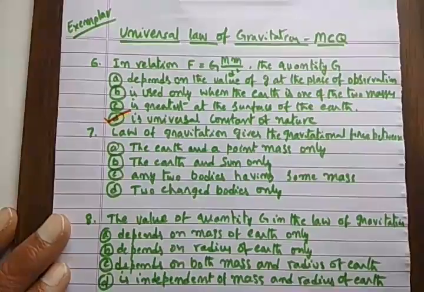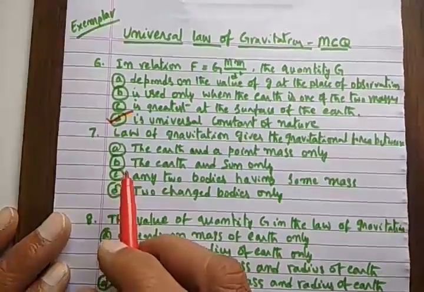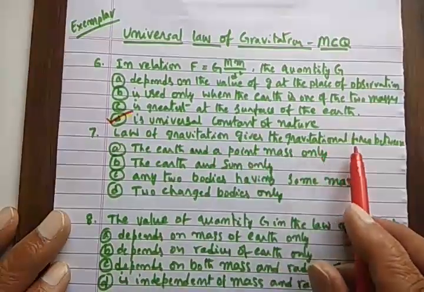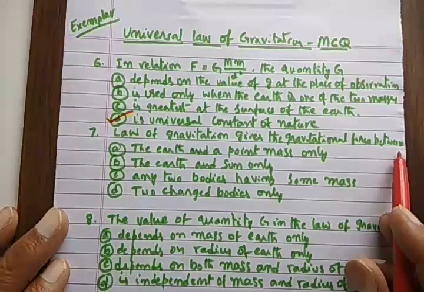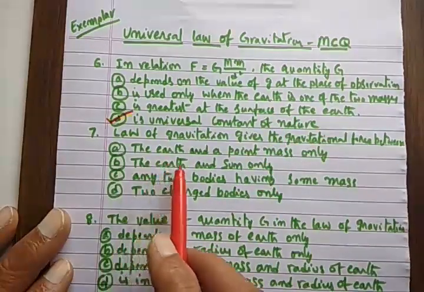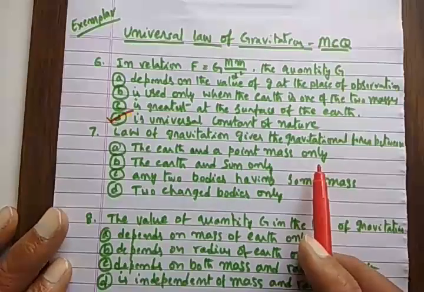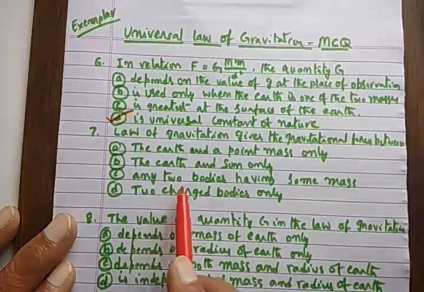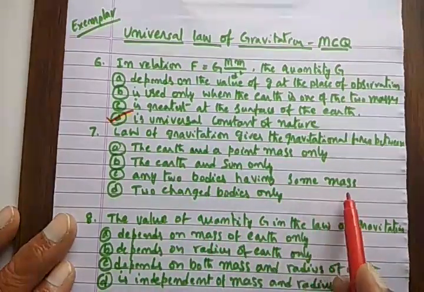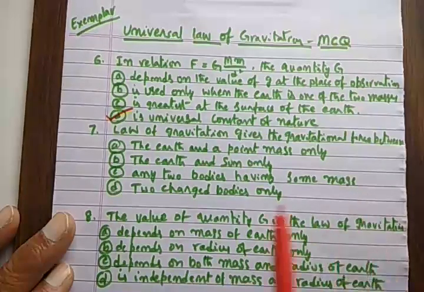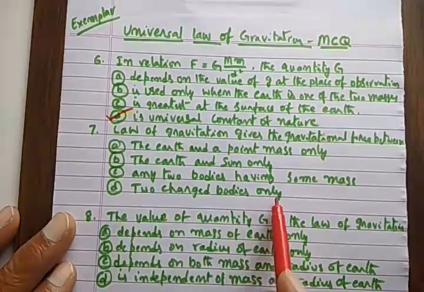So 7th one. This law of gravitation gives the gravitational force between A, the earth and a point mass only, B, the earth and sun only, C, any two bodies having some mass, D, two charged bodies. We are not worried about what is the value of the mass.